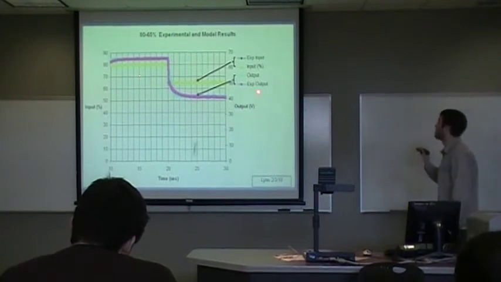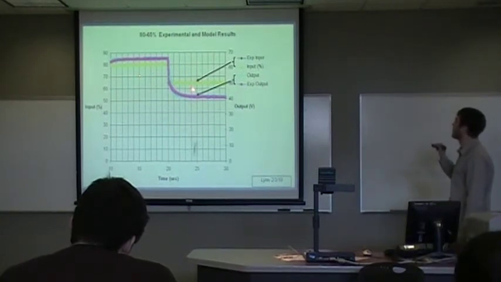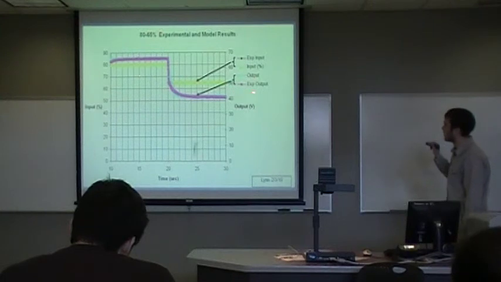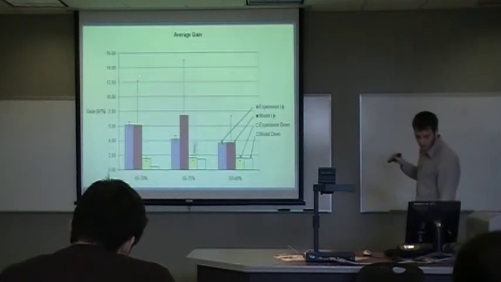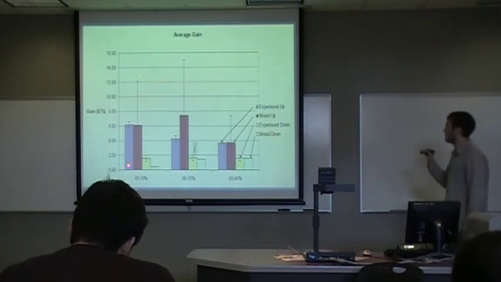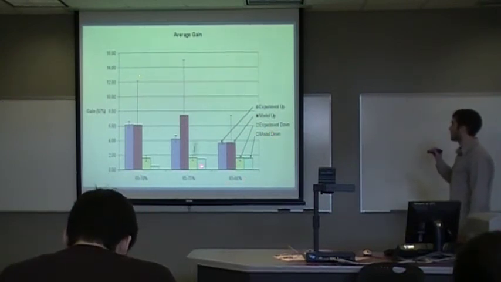Here with the step down for 15%, again showing the experimental and the manipulated input overlaying. Here are the model and experimental bar graphs for all three of our ranges, the 5, 10, and 15% step ranges.